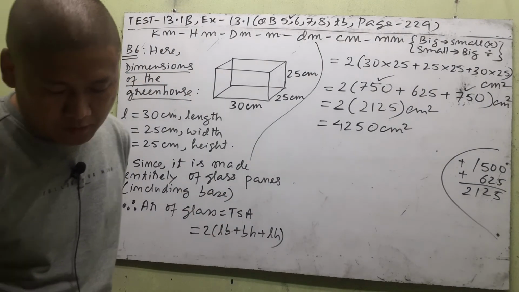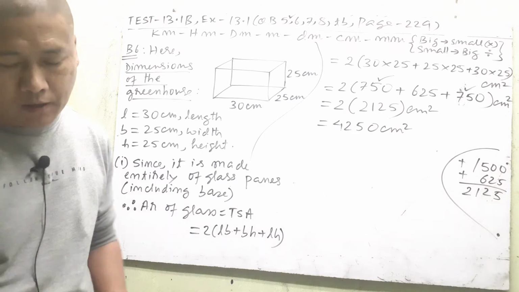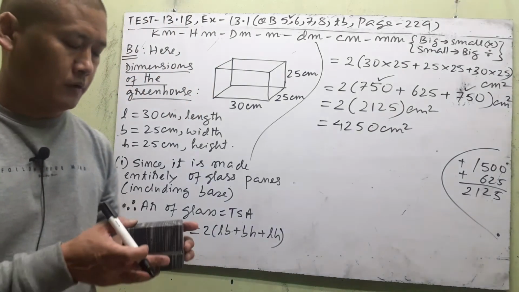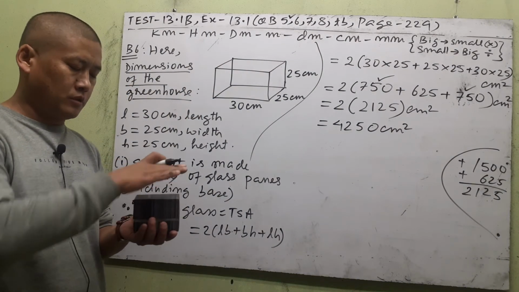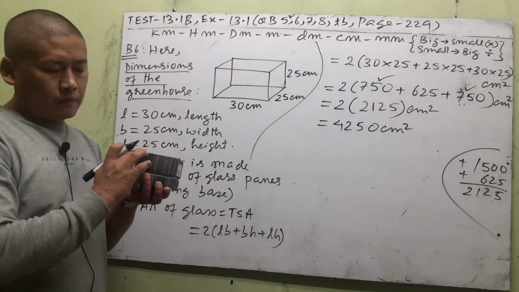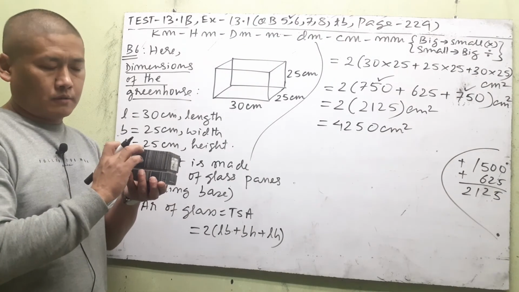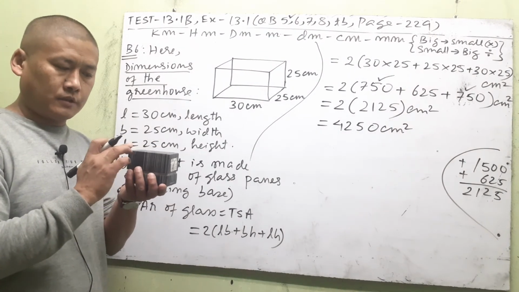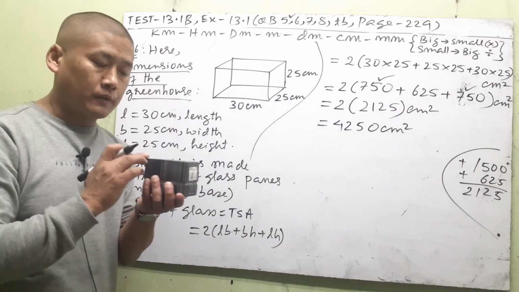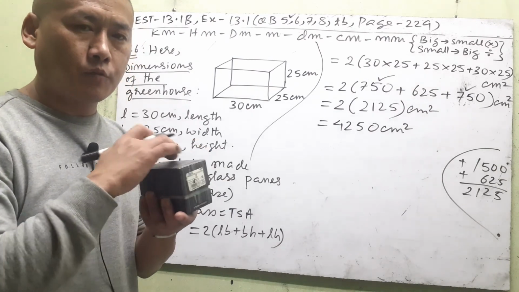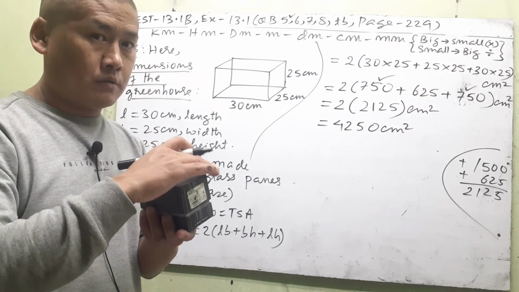Then second part, how much tape is needed to cover the edges? So this one here, the glass house, including the base, means top also, everything. You have to put solid tape to join the glasses. So it has 12 edges. We learned in the first class, a cuboid has 12 edges. 4L, 4B, 4H. So 12.